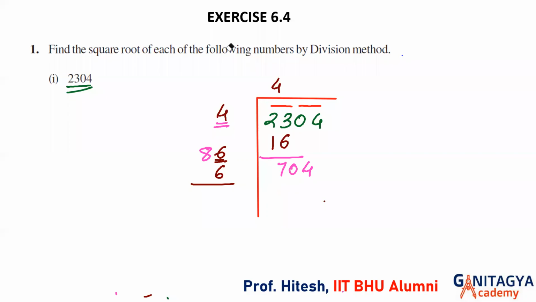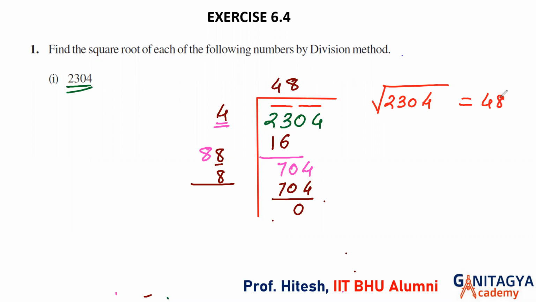86 into 6 will not be satisfied here. So let me multiply by 8. 88 into 8. So what will we get? We will get 704 here. So the remainder is 0, and I will put 8 here. So we can say the square root of 2304 is equal to 48. This is question number 1.